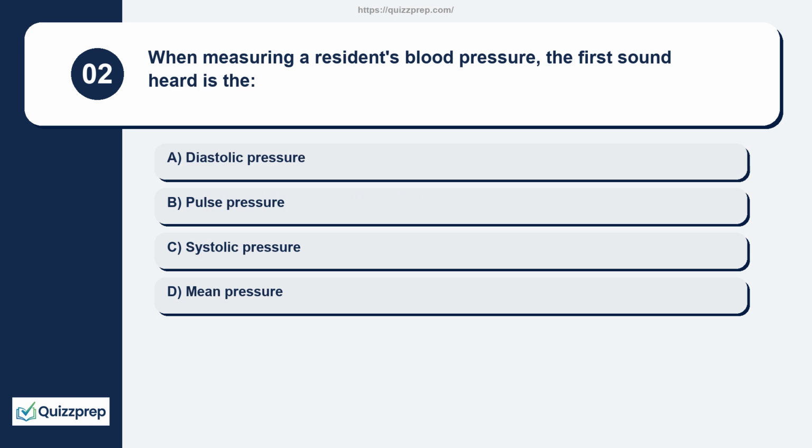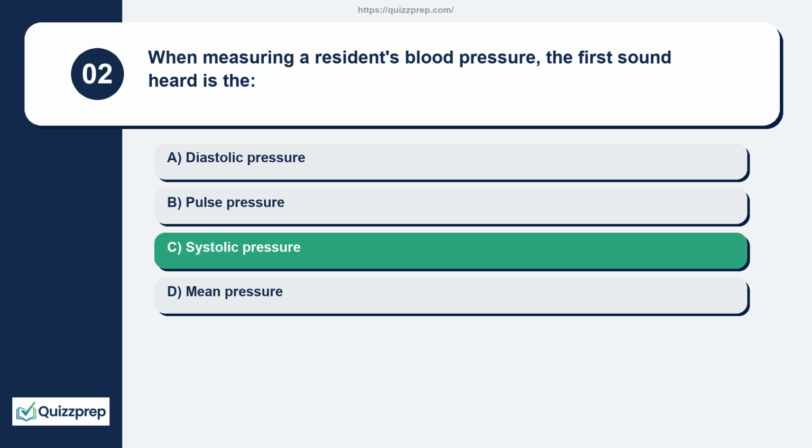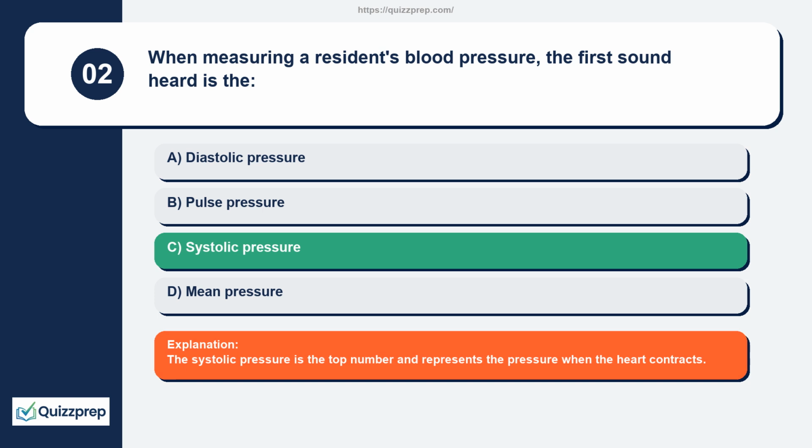Question 2. When measuring a resident's blood pressure, the first sound heard is the diastolic pressure, pulse pressure, systolic pressure, mean pressure. The systolic pressure is the top number and represents the pressure when the heart contracts.